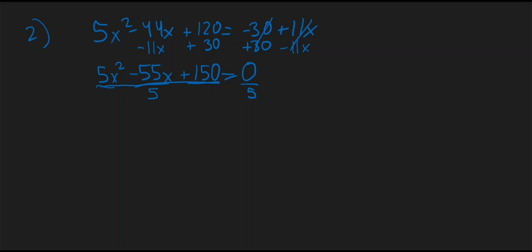So 5x squared divided by 5 gives you a 1x squared. Negative 55x divided by 5 gives you a negative 11x. 150 divided by 5 gives you a 30. And 0 divided by 5 would be a 0. So this is where we have the form ax squared plus bx plus c is equal to 0, where the a term is a 1. And once you have this, you want to factor.